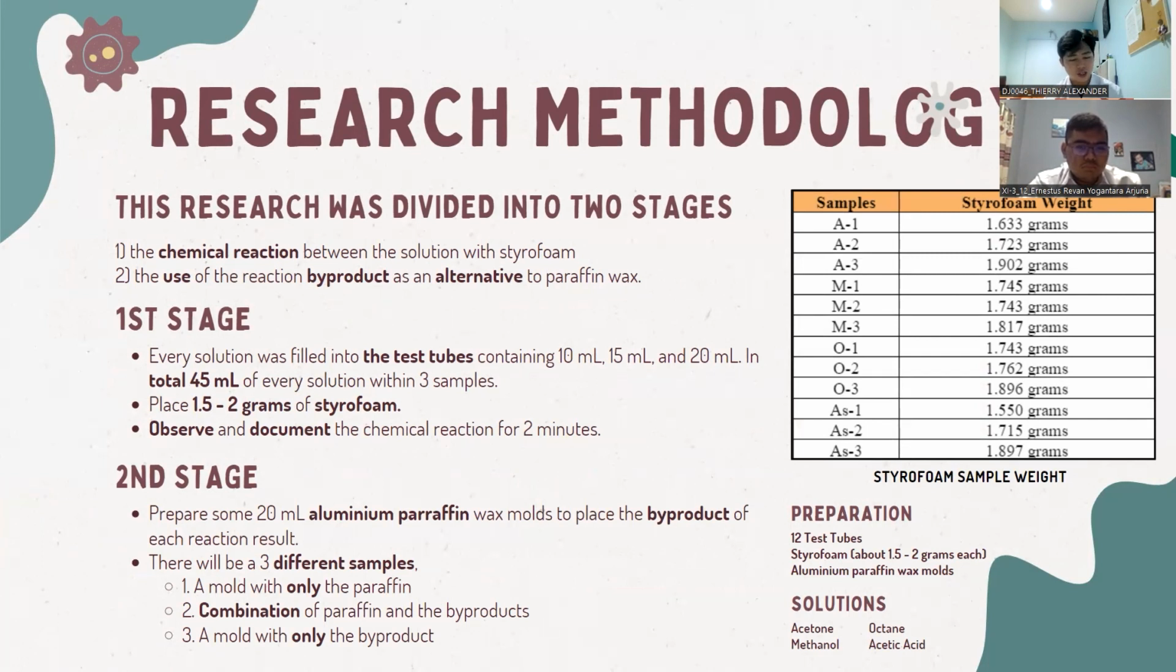and observe and document the chemical reaction for about 2 minutes. For the second stage, we prepare some 20 milliliter aluminum paraffin wax molds to place the byproducts of each reaction result. There will be 3 different samples.